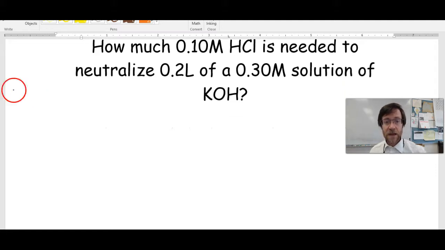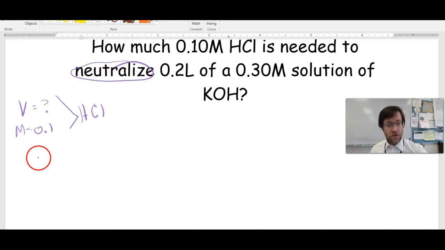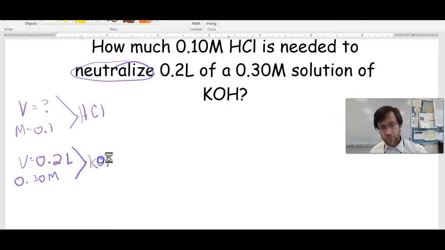All right, let's see this again. How much volume of 0.1 molar, that's my acid, is needed to neutralize 0.2 liters of 0.30 molar base?